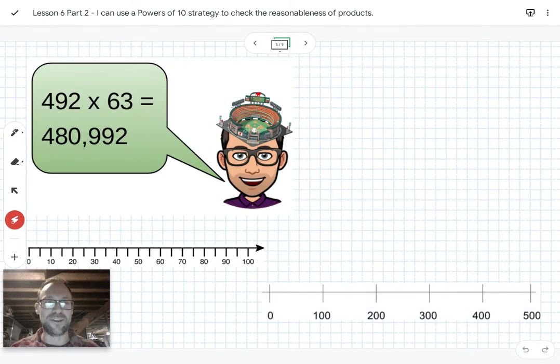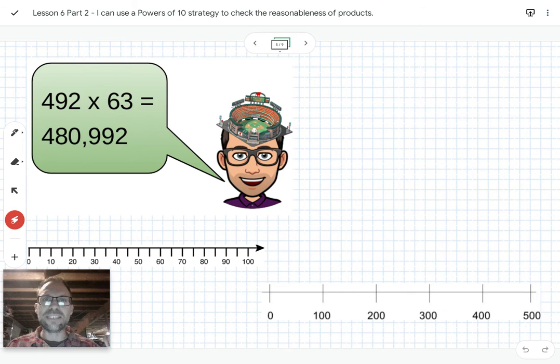Let's try a problem together. All right. Mr. Duranis thinks, look at that hat on Mr. Duranis. Isn't that a good looking hat? That's our ballpark. Okay. So he thinks to himself and solves a problem. 492 times 63 is 480,992. So he wants to check the reasonableness of this answer, right? Just like you might as well.